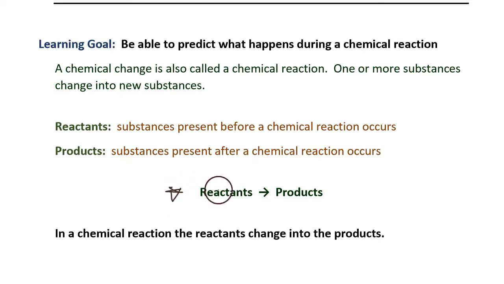Right here you see the general setup for a chemical equation. It's called an equation even though it uses an arrow instead of an equal symbol. A chemical reaction begins with substances that are reactants, and they change into substances that are products.